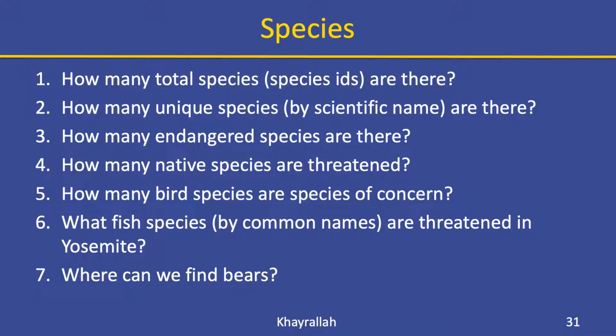These are the questions we need to answer about the species file. How many total species are there? We'll be counting species IDs here. How many unique species by scientific name are there? How many endangered species are there? How many native species are threatened? How many bird species are species of concern? What fish species by common name are threatened in Yosemite? And finally, where can we find bears?